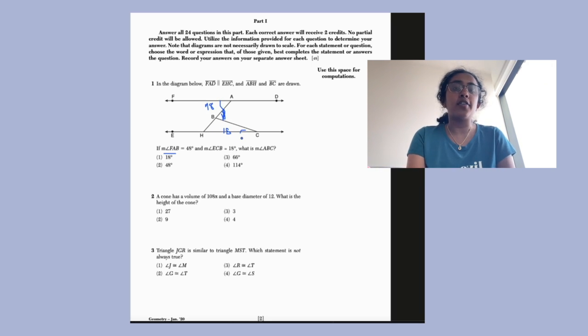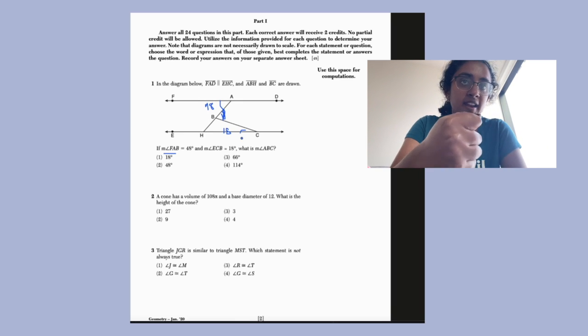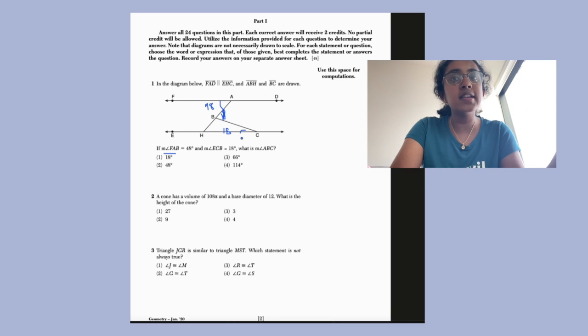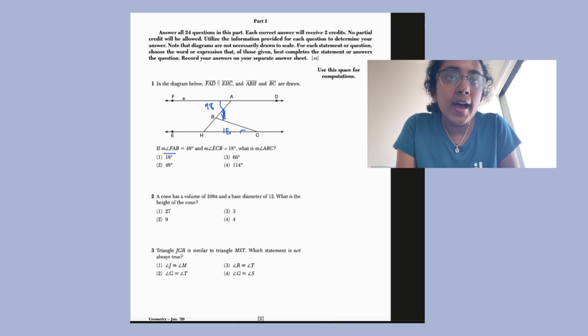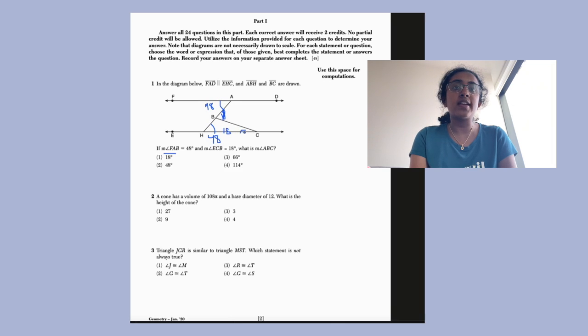What do we know about alternate interior angles? Okay, so what we know is alternate interior angles are congruent. They are on opposite sides of the transversal. So we have FAB, which is 48. And so what would the alternate interior angle be? It would be this angle right here, which would be BHC. And then we would have 48 here. So what is 48 plus 18? That would be 66.